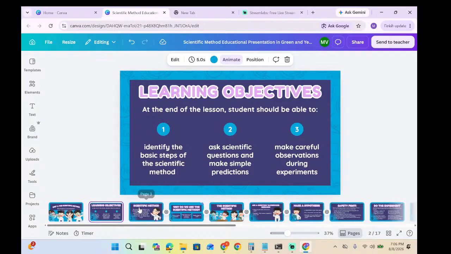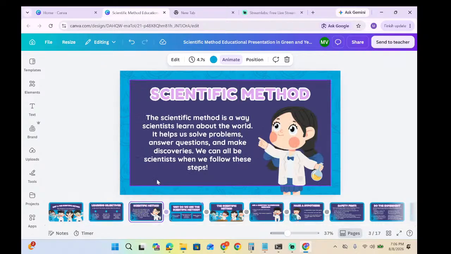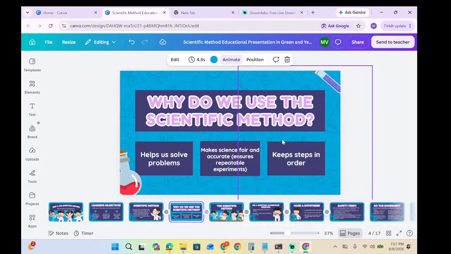So what is the scientific method? The scientific method is a way scientists learn about the world. It helps us solve problems, answer questions, and make discoveries. We can all be scientists when we follow these steps. So I'm going to get into the steps after I cover why we actually use a scientific method.